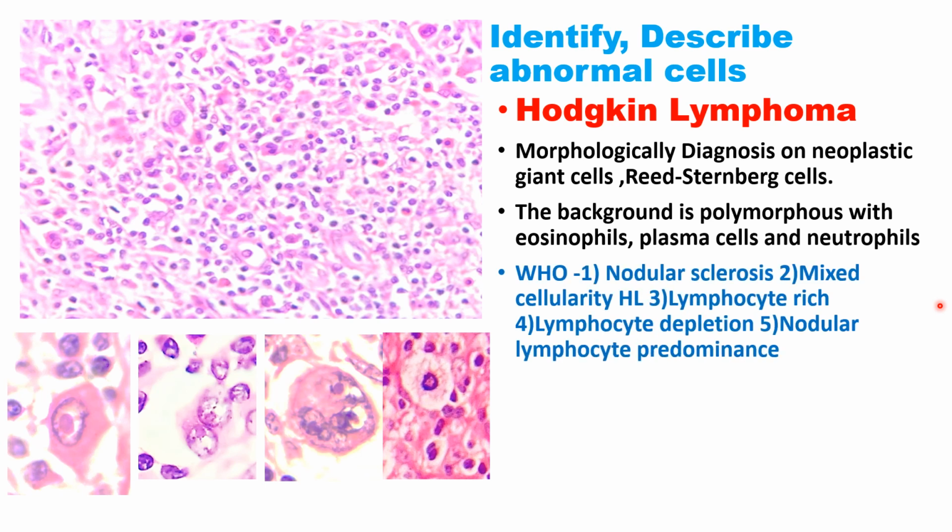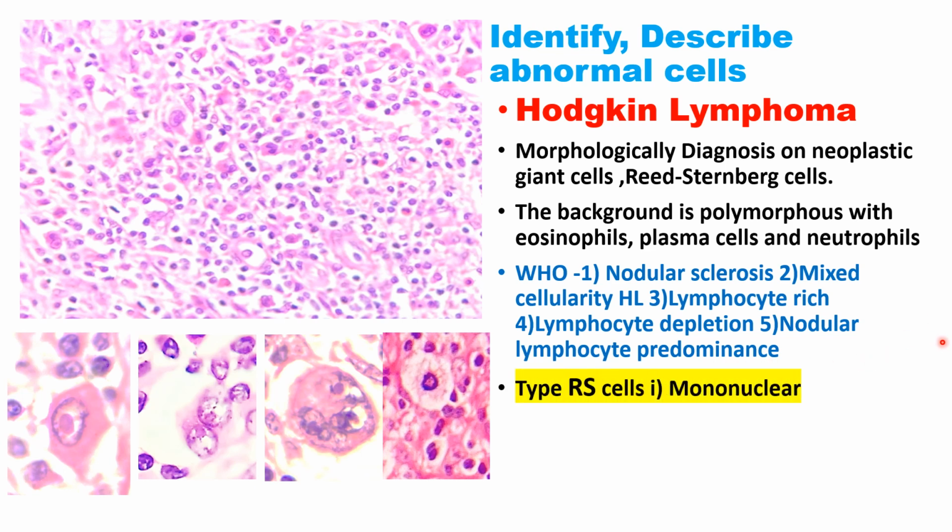Now Hodgkin's, invariably you will be asked what are the types of Hodgkin's lymphoma. Based on their morphological features, types, stroma, and the types of the Reed-Sternberg or RS cells, WHO classification describes 5 types. One is nodular sclerosis HL, mixed cellularity HL, lymphocyte rich Hodgkin's lymphoma, lymphocyte depletion Hodgkin's lymphoma, and this is a little bit new, nodular lymphocyte predominance Hodgkin's lymphoma.